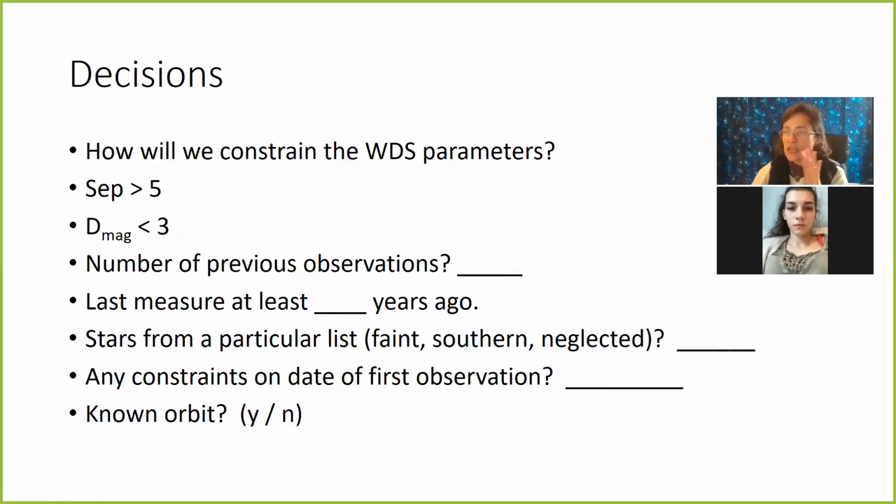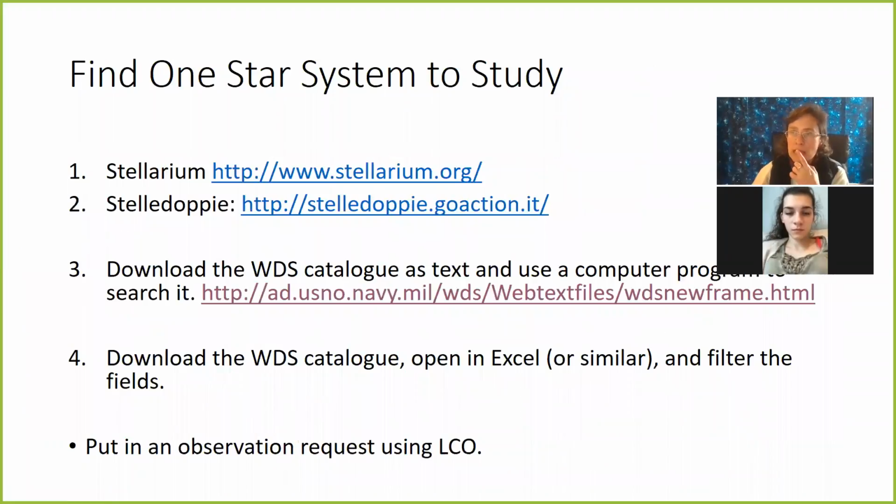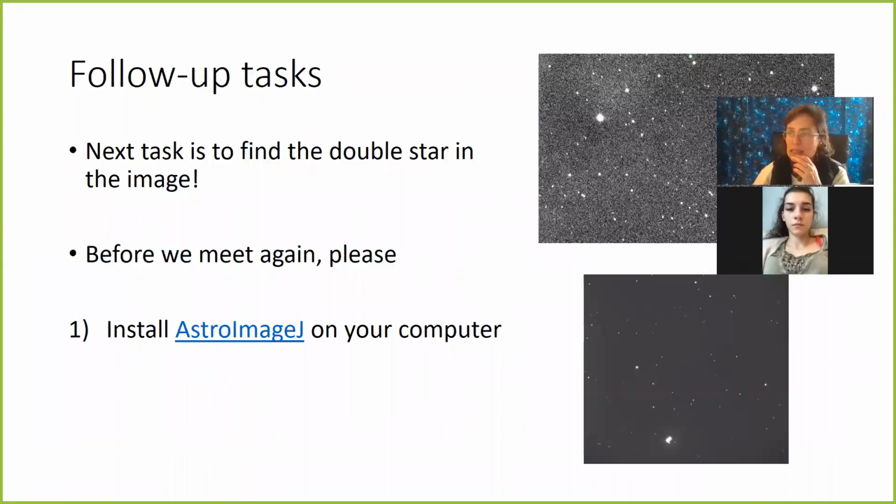This is just a list of the things that we're going to think about in choosing a double star. And then I have a list here that's a link to the programs that I mentioned, and then some follow-up tasks which we can talk about later. But for now, the main things are, and we're not really in a rush because the seminar doesn't technically start until March.